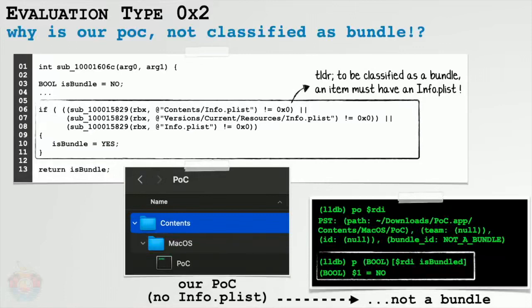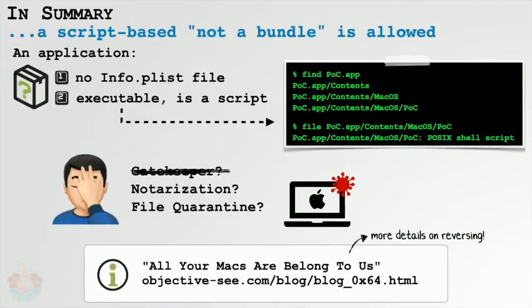misclassify our application. And again, we can confirm this in a debugger if we print out the value of the isBundled instance variable after this function has returned. We can see the system, as expected, has incorrectly classified this bare-bones script-based application as not a bundle. So in summary, if this happens, the operating system allows the application.